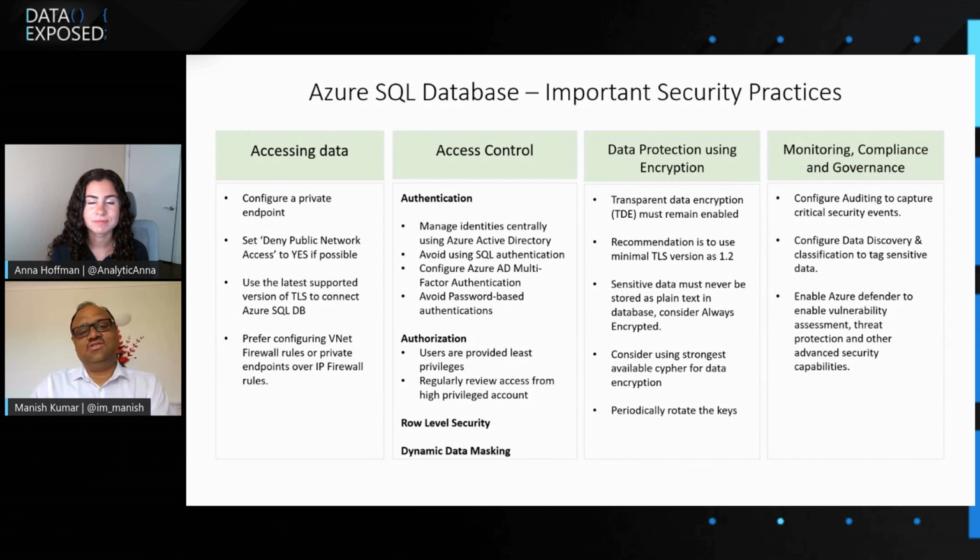Now, the next one would be the access control. And as you know, authentication and authorization are the two most important aspects when you're trying to implement access control. By authentication, we confirm that someone is who they claim to be, while authorization is a process of determining which level of access you're going to grant to each user.